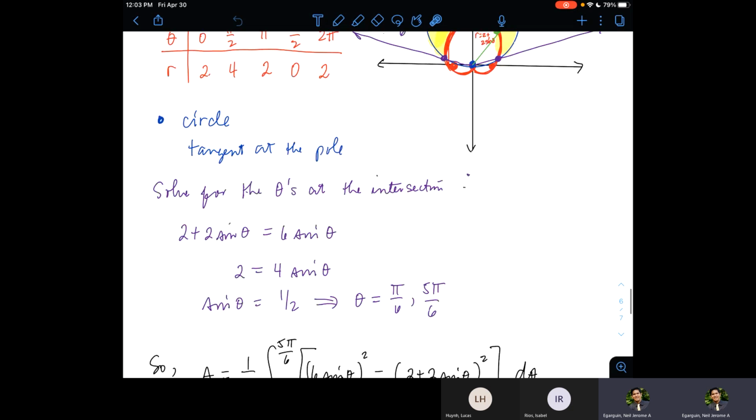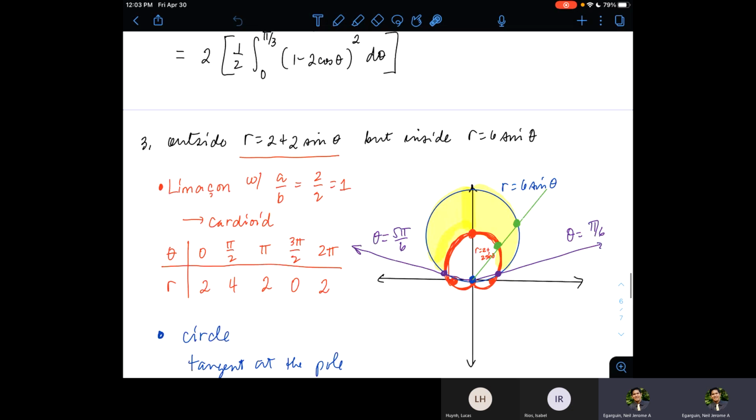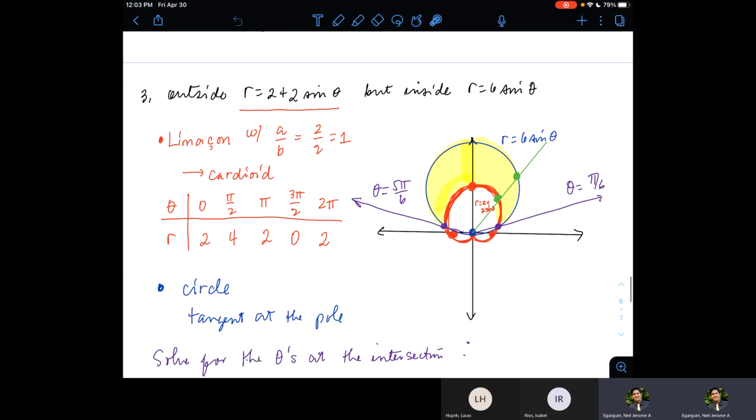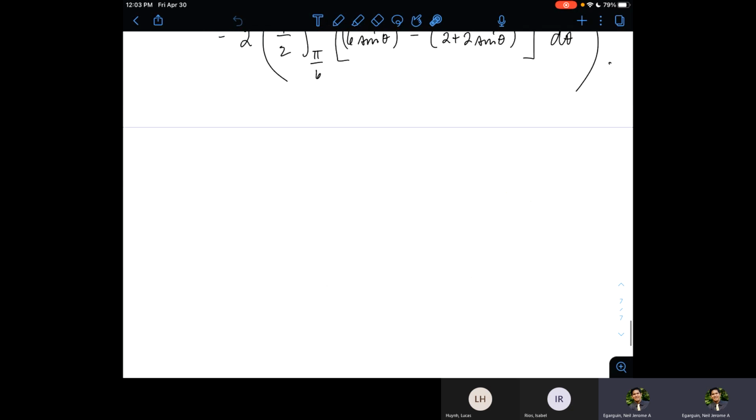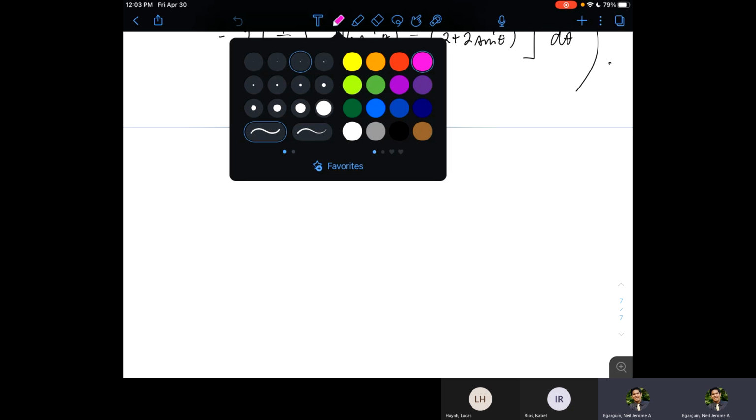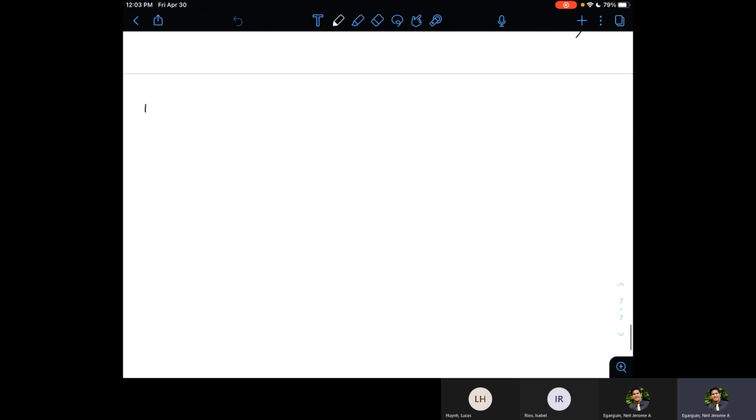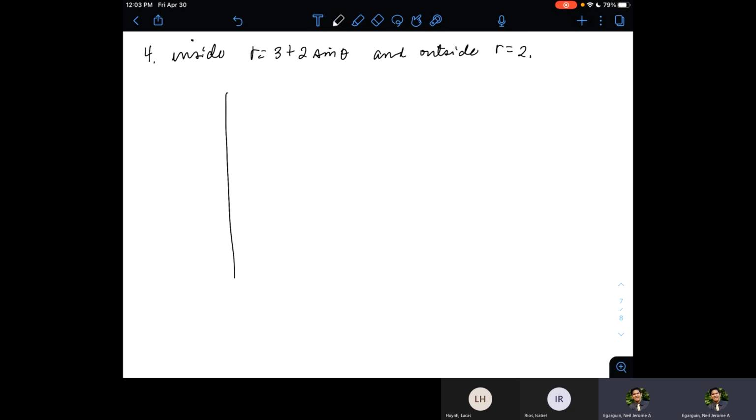I guess we finished this one last time, outside the cardioid. In a circle, let's try perhaps this one. Let's call it problem 4. Let's set up the integral that will give the area of the region inside r equals 3 plus 2 sine theta, and outside r equals 2.